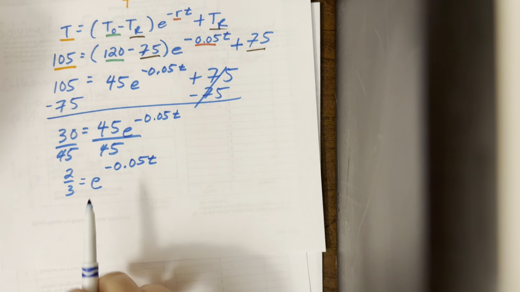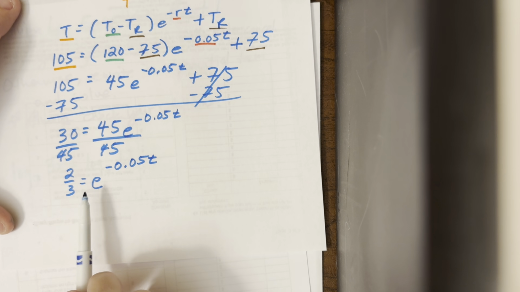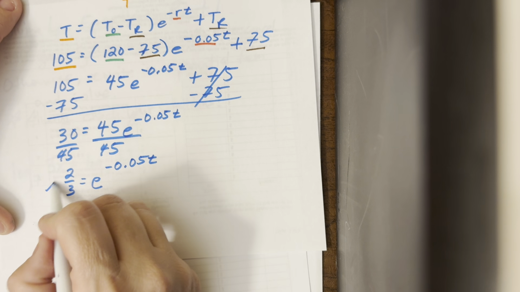Okay, now I've got to get rid of my E here. So I'm going to do log base E on both sides, or ln.